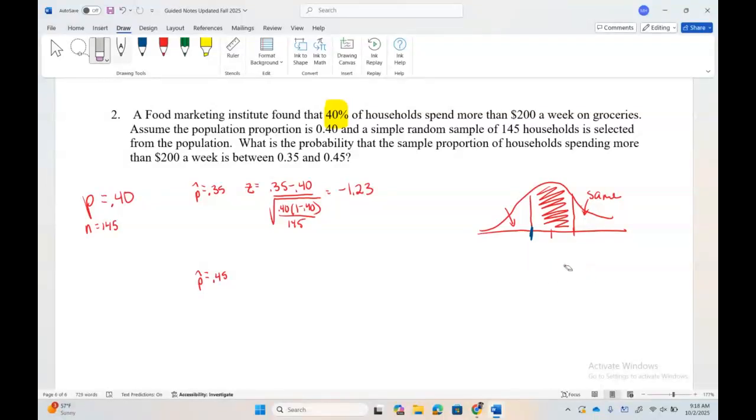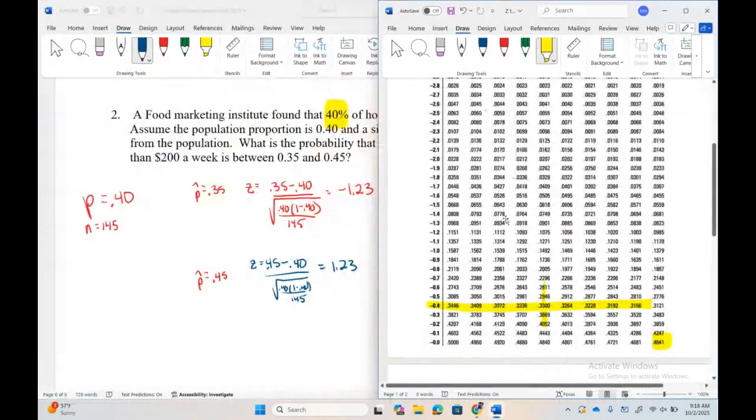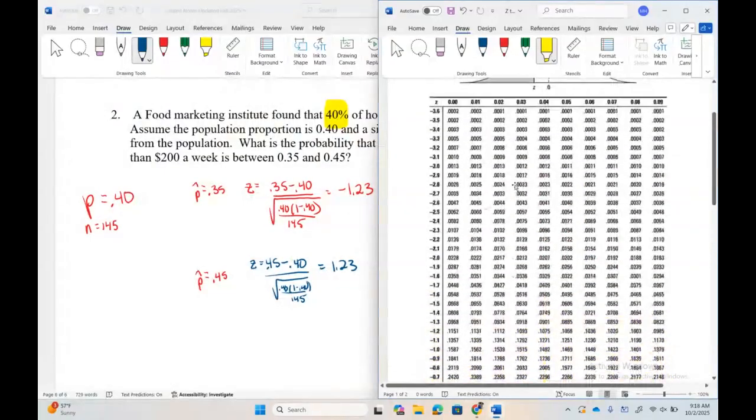If I change this to z's instead of p's, now I have negative 1.23, 0 would be in the middle, and this should be positive 1.23. If you don't believe me, calculate it for yourself: 0.45 minus 0.40. This will be a positive 1.23. So I'm going to find the area to the left of negative 1.23.